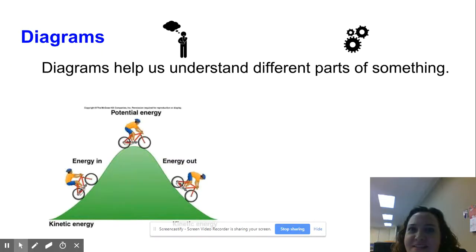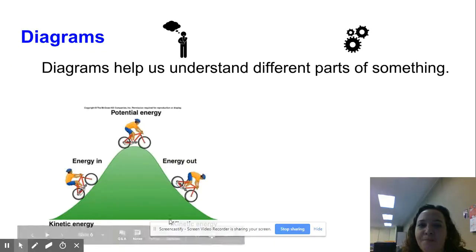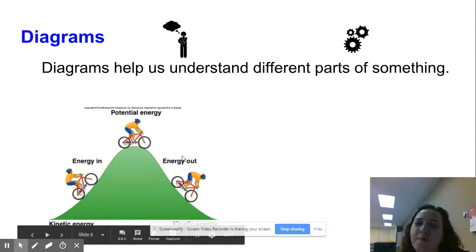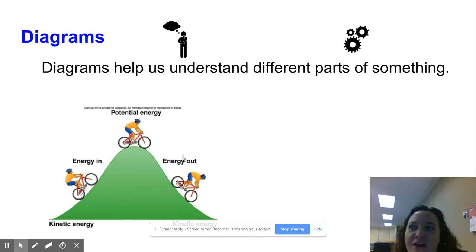Here's a diagram you might see in science class with Mr. McNerney. The diagram is showing me something called kinetic energy, potential energy, and then kinetic energy again. Do you notice how in the picture everything has a word next to it? Do you remember what we call words that are connected to pictures? That's right, they're labels. So all diagrams have labels.